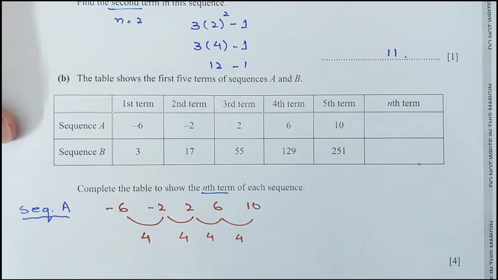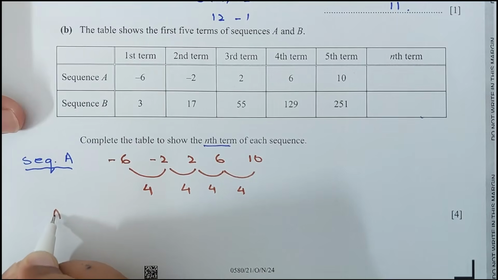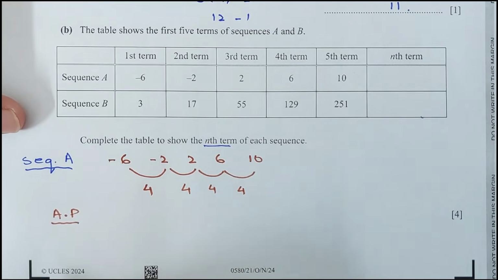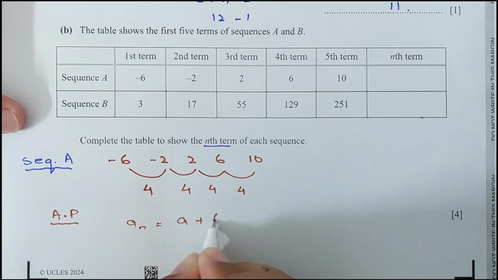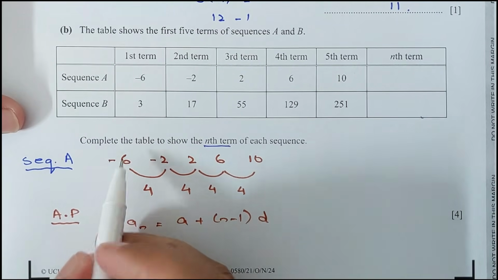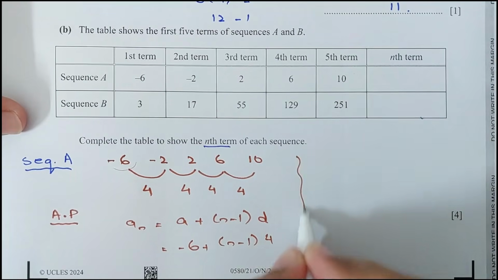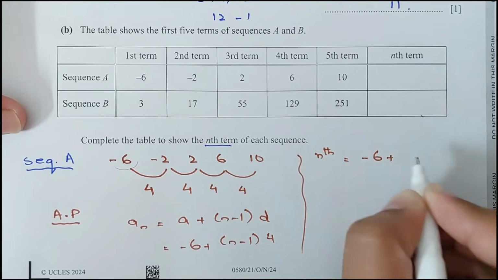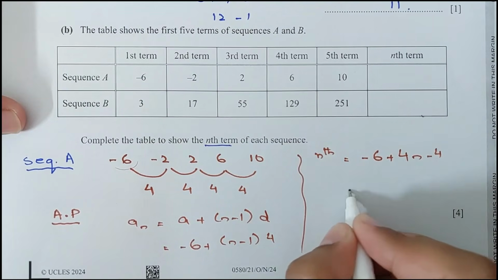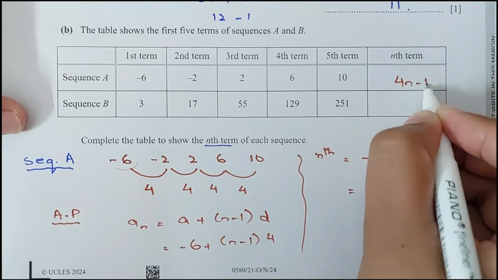So it is a linear sequence. As you can see, the first difference is constant. So this is basically an arithmetic progression, where we have a common difference. Its nth term is a_n equals a plus (n minus 1) times d. a is the first term of the sequence, which is -6, and d is the common difference, which is 4. So the nth term is -6 plus 4n minus 4, that is 4n minus 10. That is the nth term of the sequence.